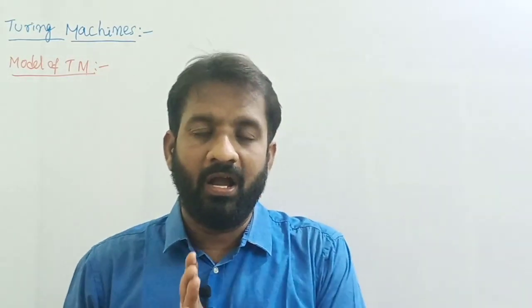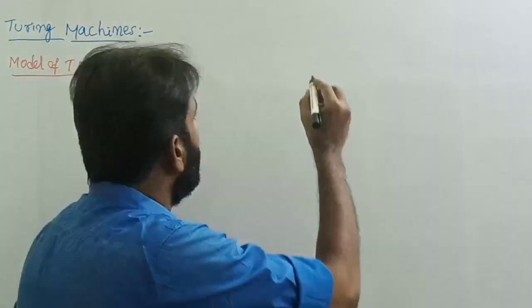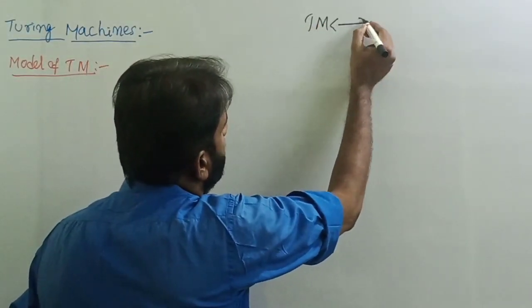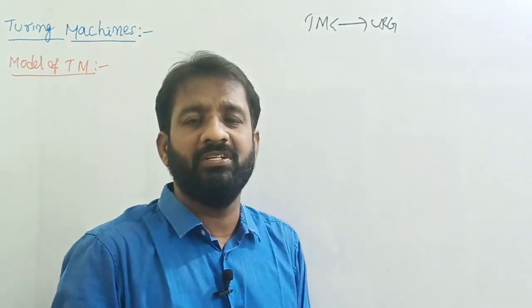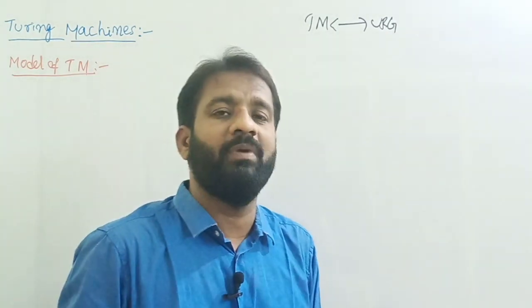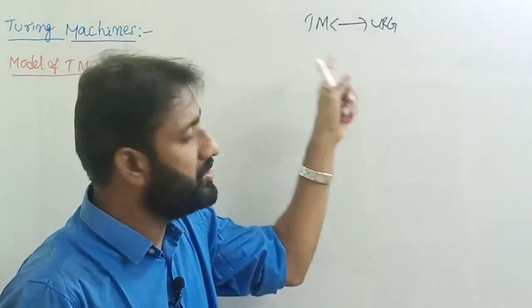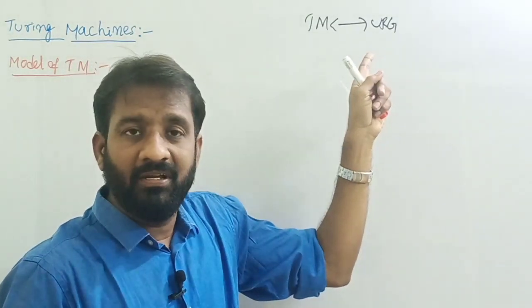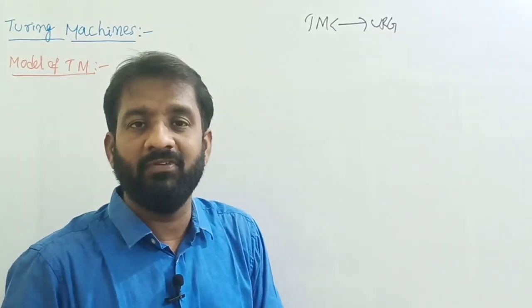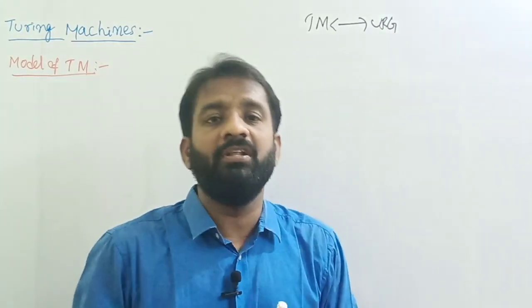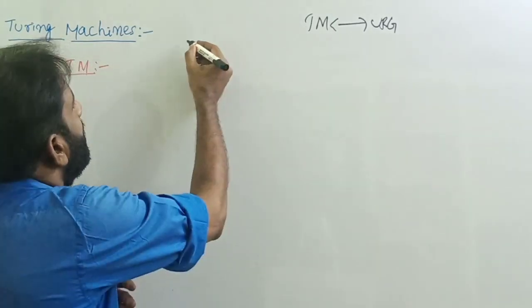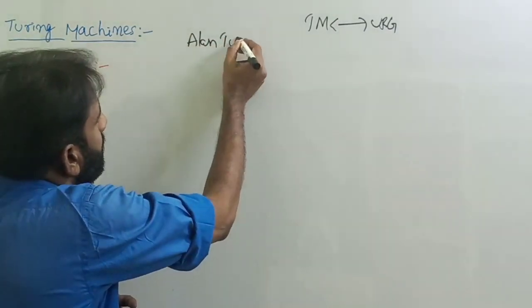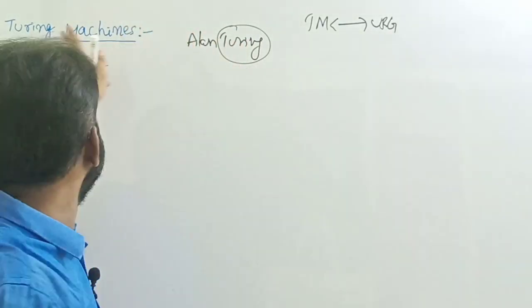As per the Chomsky hierarchy, Turing machines accept the unrestricted languages generated by unrestricted grammars, meaning that a Turing machine is going to accept all languages accepted by pushdown automata and finite automata. So a Turing machine accepts unrestricted languages, context sensitive languages, context free languages, and regular languages also. Basically, the Turing machine was introduced and developed by Alan Turing, and it is named the Turing machine after him.